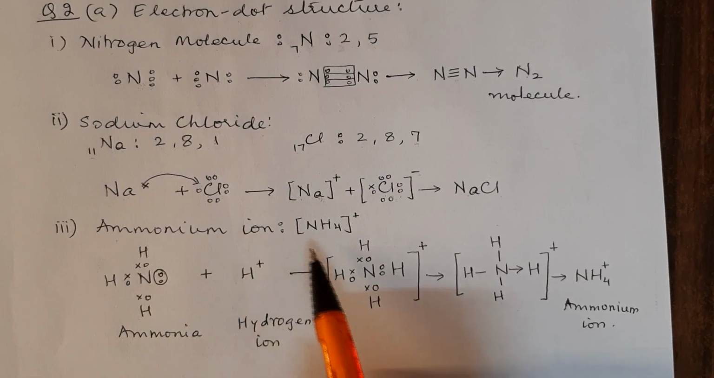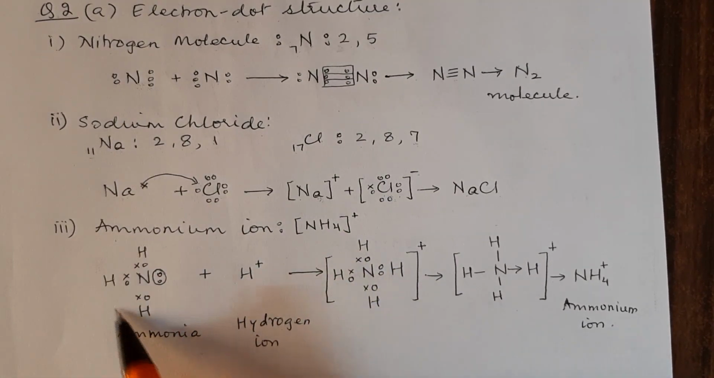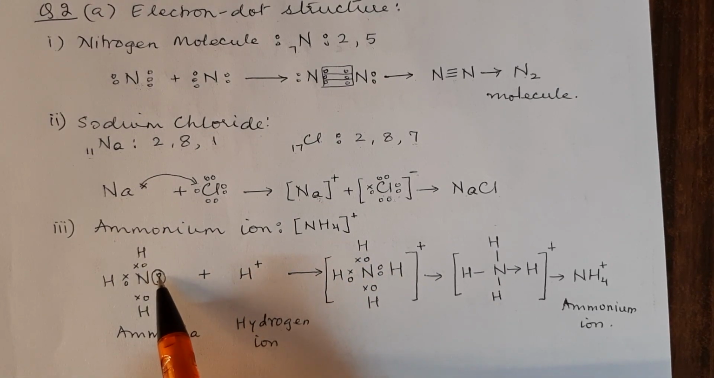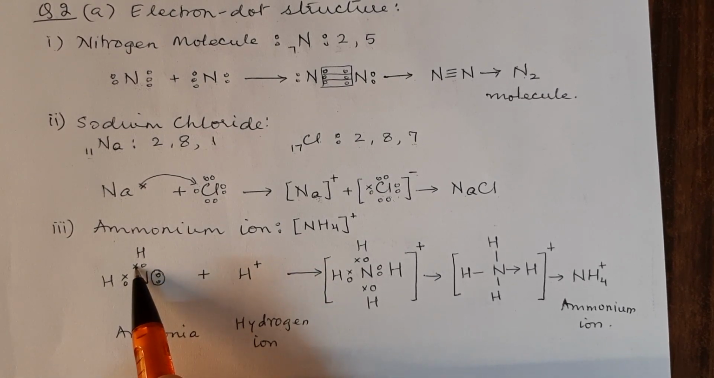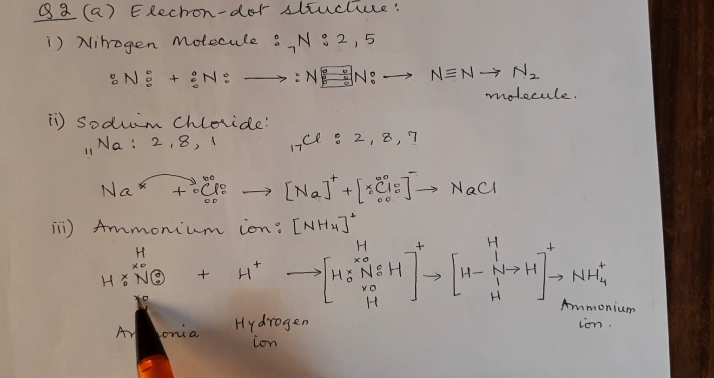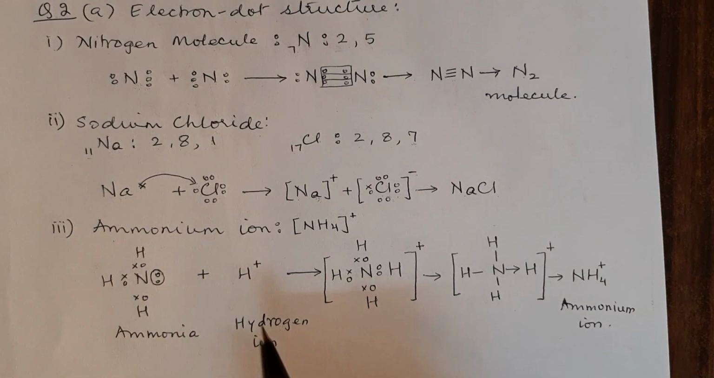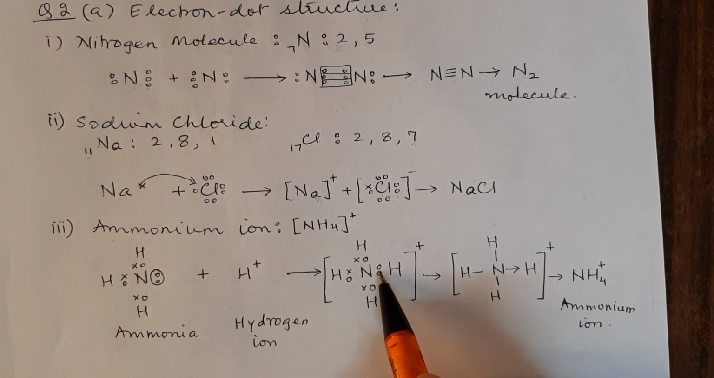Now we come to ammonium ion, which is NH4 1+. This is ammonia, the electron dot structure. Nitrogen with its small circles here, 5 electrons, and this cross is for this H, this cross for this H, and this cross here for this H. And so we have the ammonia molecule. Now this is the lone pair of electrons which is going to be donated to the hydrogen ion. The hydrogen ion is going to accept this, forming the coordinate covalent bond.